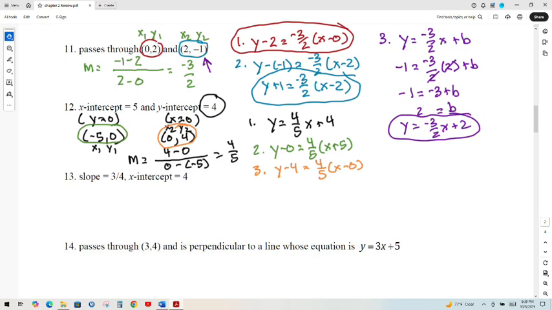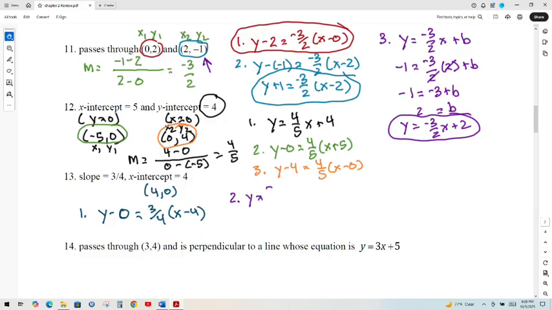And any of those three answers would be accepted. Now going to number 13. Again, we know the x-intercept is 4, or 0, sorry. The x-intercept is 4, so we know the y value is 0, so we know the ordered pair is (4, 0). Now the easy way out is to go ahead and use the point-slope form and just say y minus 0 equals 3/4 (x minus 4).